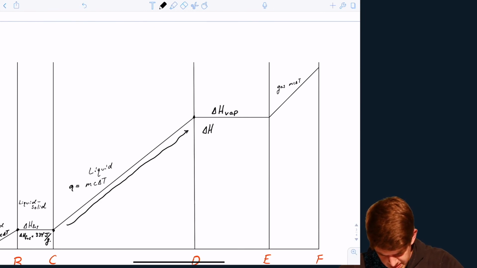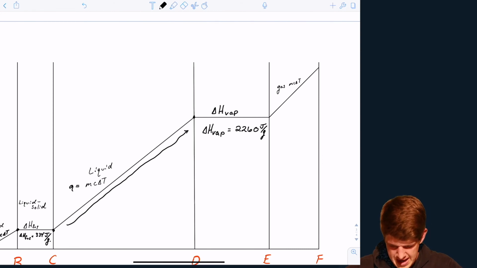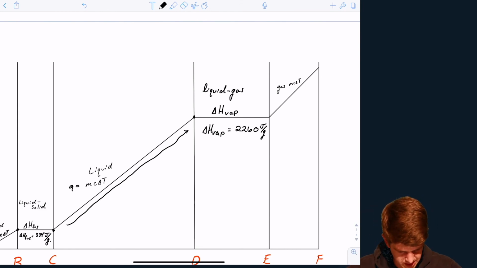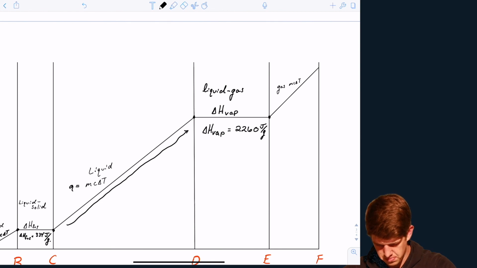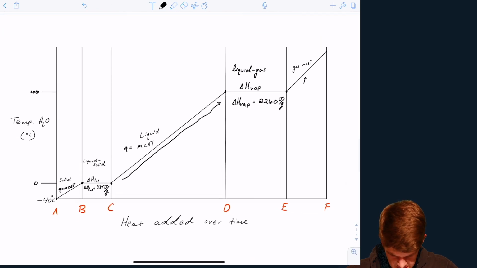Well, the heat of vaporization for H2O is 2,260 joules per gram. So if I had 10 grams of water, the energy I need at 100 degrees to change that liquid into a gas is 22,600 joules. So now that I do that, and this is at the liquid-gas barrier, now I'm actually a gas at 100 degrees Celsius. So now I can freely heat this gas upwards. And as I do that, it's just MC delta T. And that is basically it.